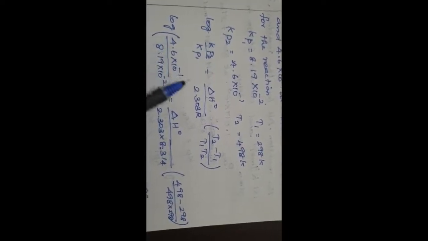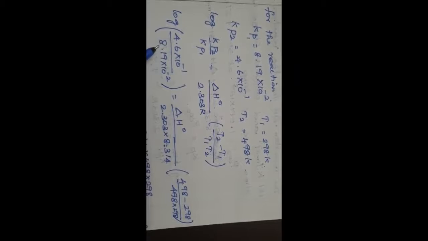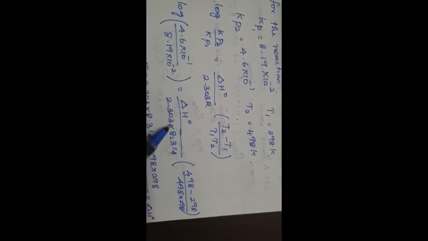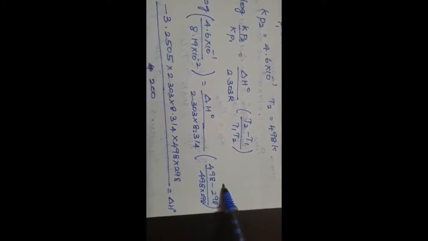So 4.6 into 10 power minus 1 divided by Kp1 8.19 into 10 power minus 2 is equal to delta H, which you have to calculate, divided by 2.303 into R value in Kelvin scale, 8.314. Okay, you have to learn that value by heart. Then T2 minus T1 divided by T1 T2: 498 minus 298 divided by 498 into 298. If you subtract, you get 100. Then you have to multiply these two values.